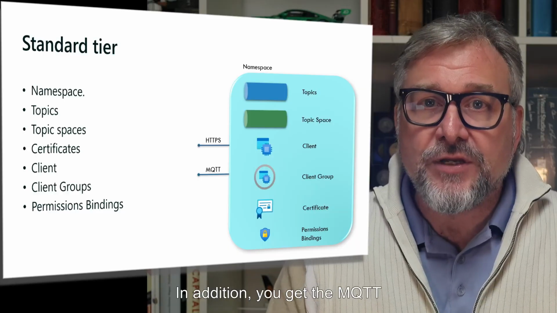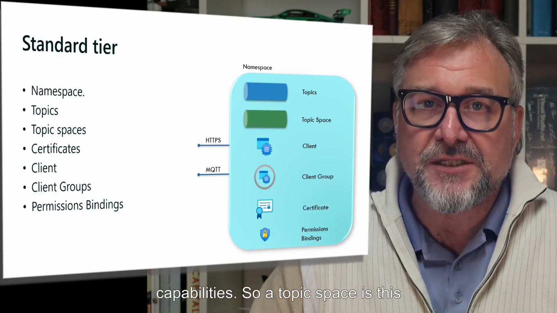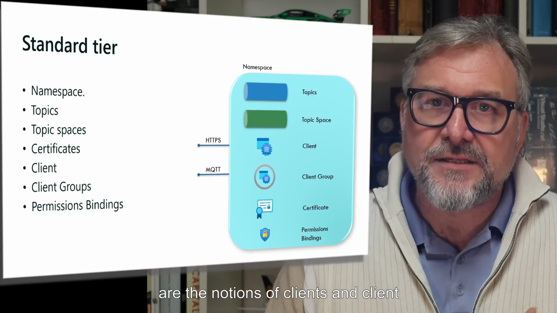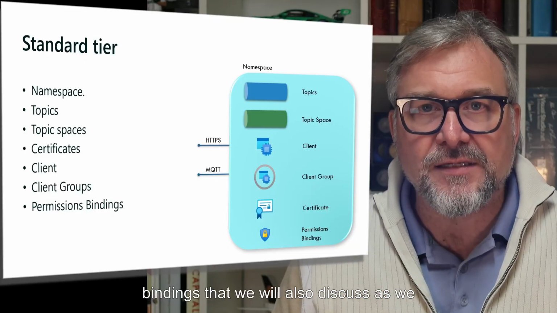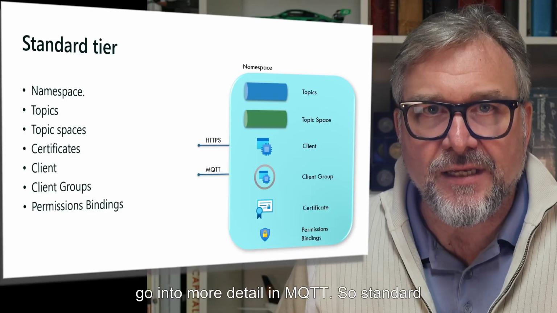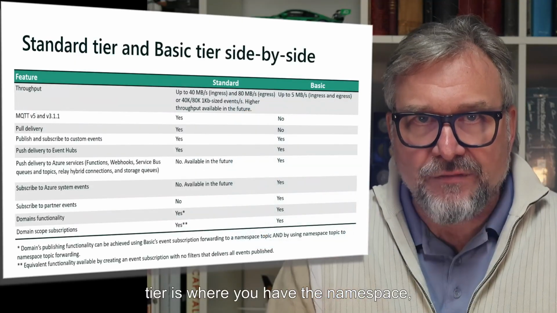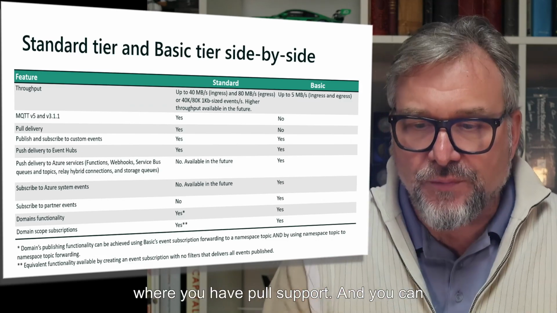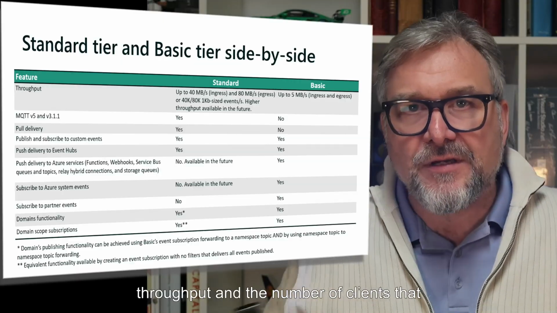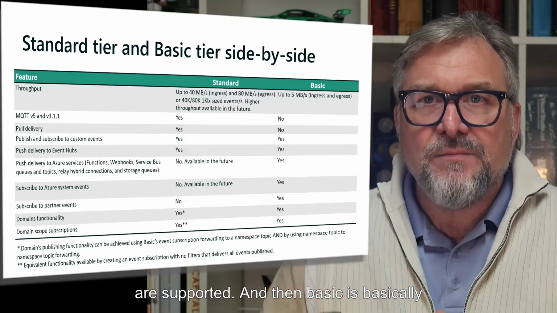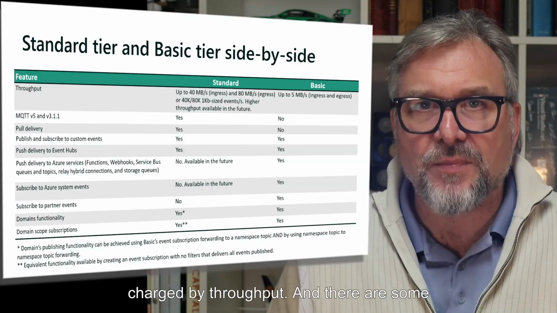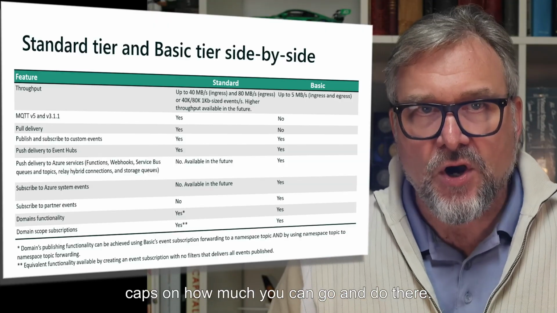In addition, you get the MQTT capabilities. So a topic space is this MQTT namespace. And associated with that are the notions of clients and client groups and certificates and permission bindings that we will also discuss as we go into more detail in MQTT. So standard tier is where you have the namespace, where you have the MQTT capabilities, where you have pull support, and you can go and buy into higher tiers in terms of throughput and the number of clients that are supported. And then basic is basically what you get by using Event Grid as it was built into the platform. So that's purely charged by throughput, and there are some caps on how much you can do there.